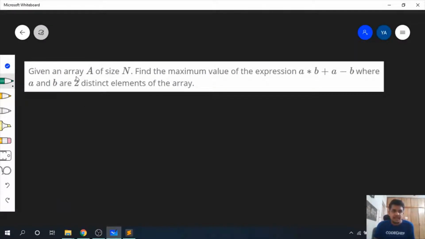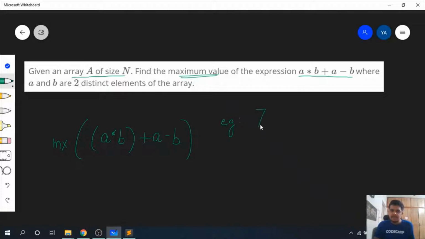Given an array A of size n, so we have an array with n integers, we have to find the maximum value of the expression a into b plus a minus b. So max value of this expression should be our answer, where a and b are two distinct elements of the array. Now let us take an example.